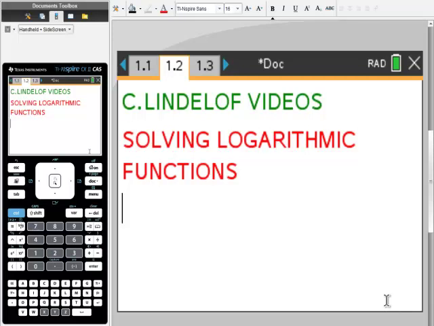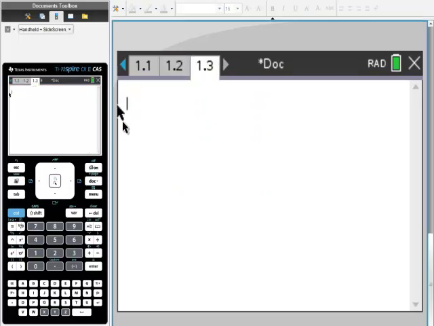Okay, this is a super quick video on solving logarithmic functions with your TI-Nspire CAS. I've committed to doing this in less than 3 minutes, so let's get started. All I did was add the calculator. I put that little note in there for you to read.